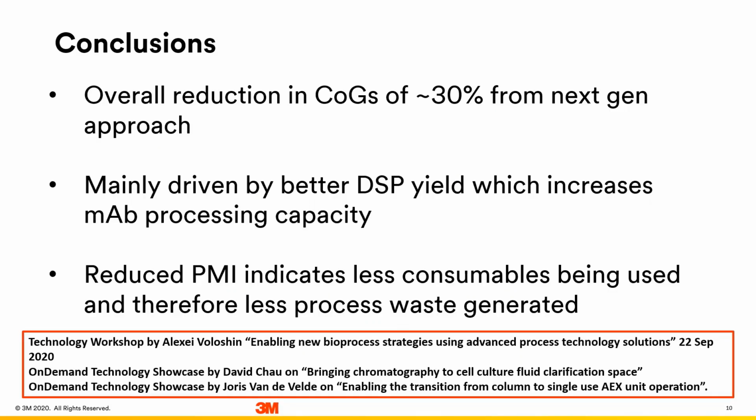So overall, we found that there was a reduction in cost of goods of approximately 30% from the next generation approach using the 3M technologies that we modeled in these processes. This was driven primarily by better DSP yield, which increased the MAB processing capacity of the manufacturing facility, and we also found that there was a reduced PMI, which indicates that there are less consumables, materials, and water being used, and therefore less process waste generated. Again, indicating that the process is more efficient. And all of this together, as I said, really points at the ability of these kind of technologies that we examined to do more with less.